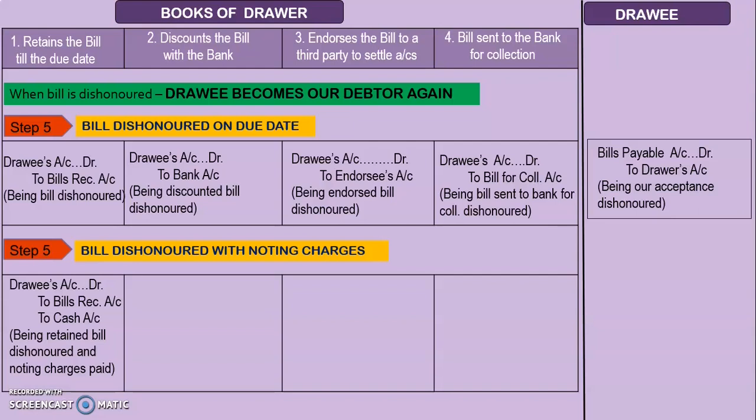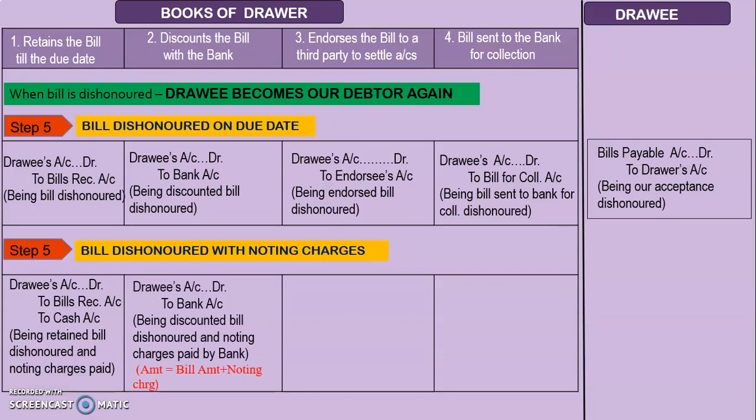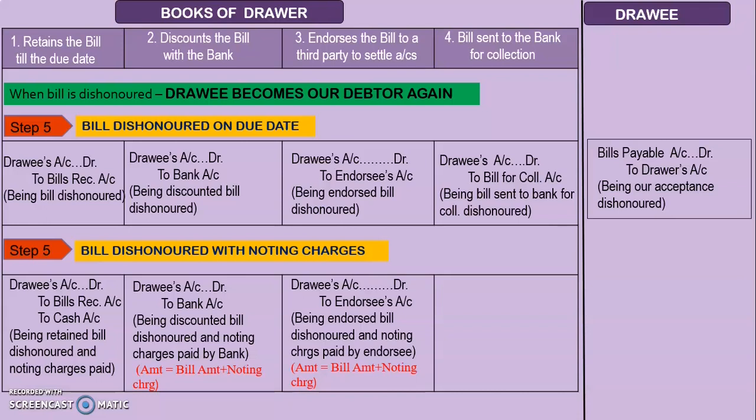If discounted bill is dishonored and noting charges are paid by the bank, then the entry is drawee's account debit to bank account. Here, the drawee's account will be debited by the amount of bill plus noting charges, and bank account will be credited with the amount of bill plus noting charges. Here the noting charges are included in the amount. Same in case of endorsed bill dishonored with noting charges, drawee's account will be debited and the amount to be written in the amount column will be the bill amount plus noting charges.